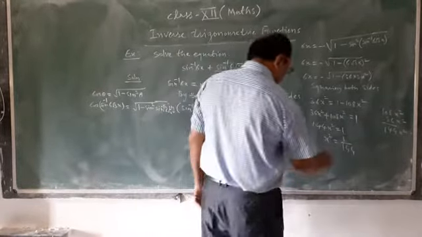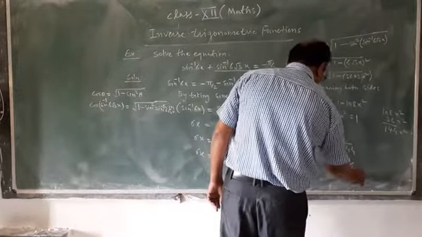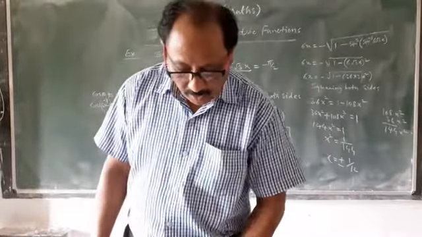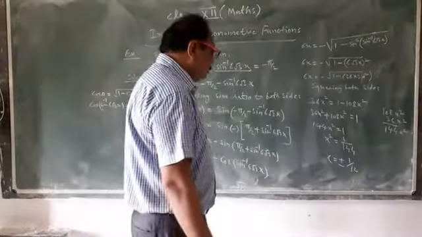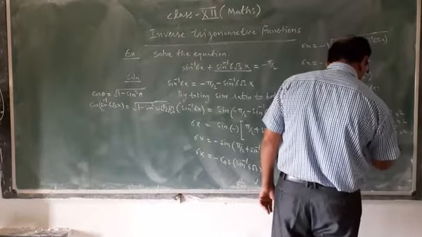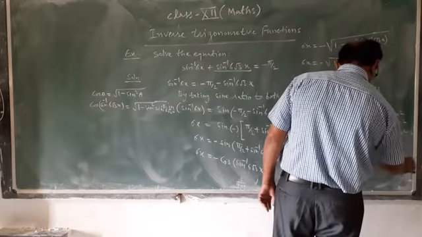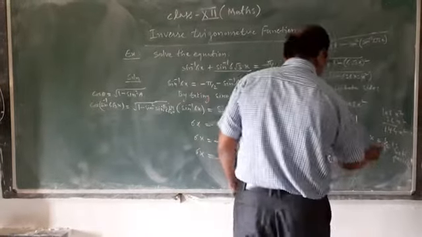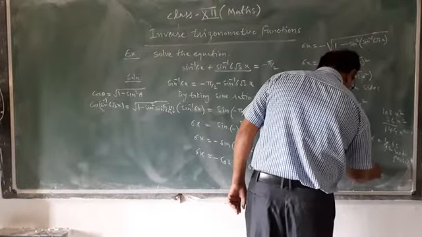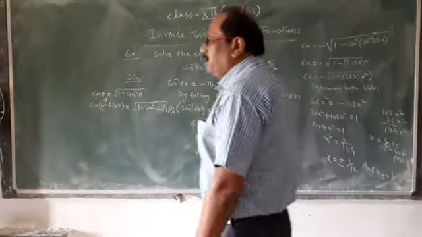Therefore, x is equal to plus minus 1 upon 12. But x is equal to 1 upon 12 is not possible. If we write x is equal to 1 upon 12, then the equation will not be satisfied. Therefore, the answer is x is equal to minus 1 upon 12.